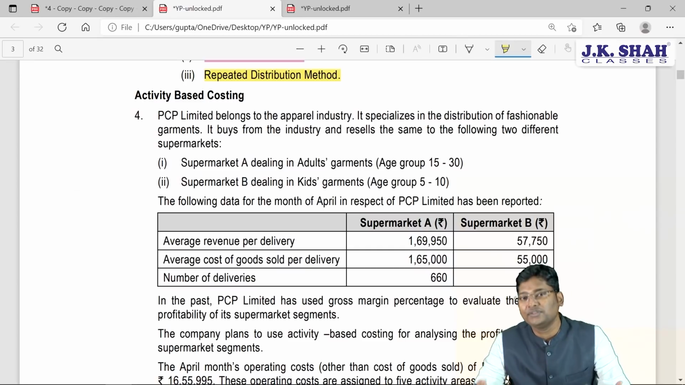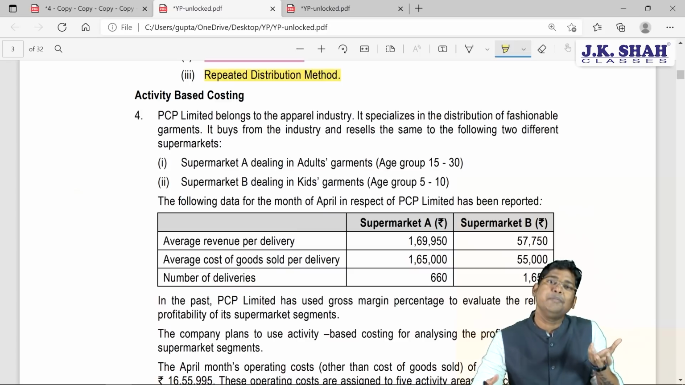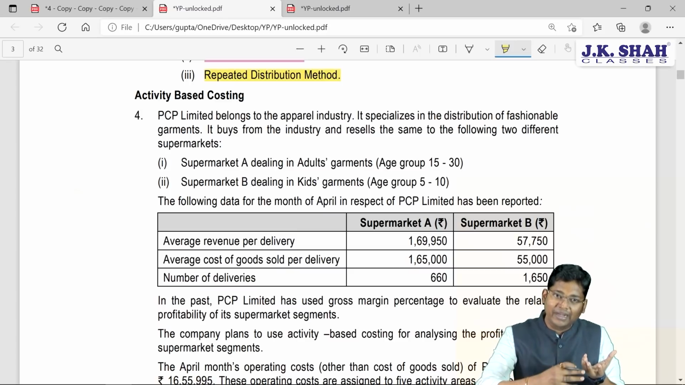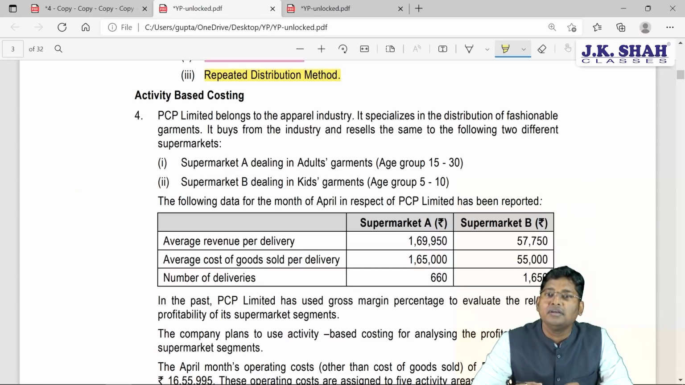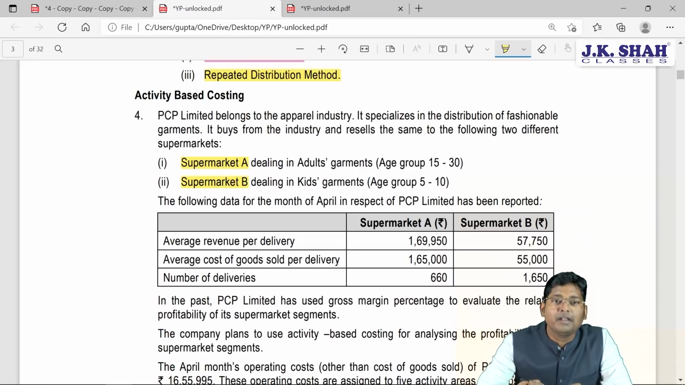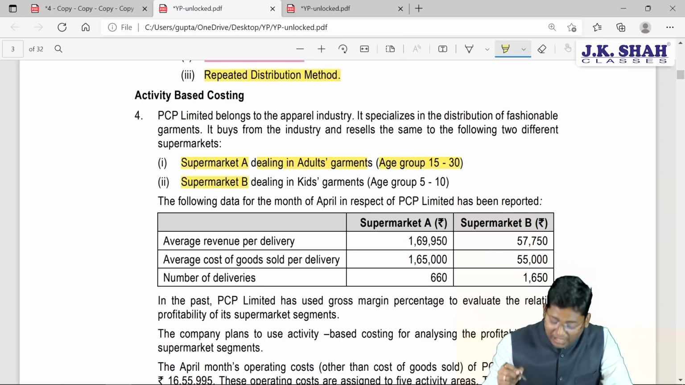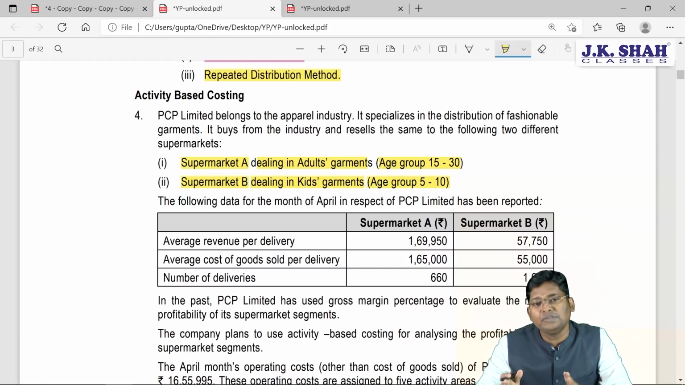So they are not a manufacturer. This company is purchasing the garments from industry. They are the intermediaries, and the same garments they are selling to different supermarkets. So they perform a reselling activity. Supermarket A and supermarket B, 2 supermarkets are given. Supermarket A deals in adult garments, the age group given is 5 to 30. And supermarket B is dealing with kids garments and the age group is 5 to 10. So there are 2 different age groups, and accordingly they have bifurcated the supermarkets.